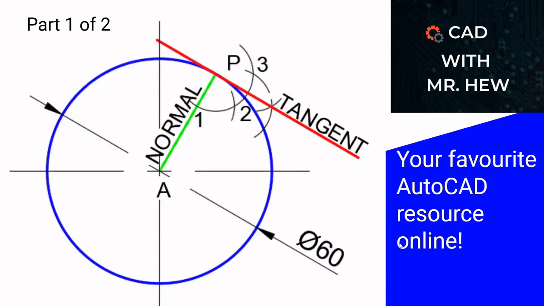All right, we have come to the end of today's video. In today's video, we looked at the construction of a tangent and normal to a given point P that is on a circle. In the next video, we'll be continuing the drawing, and we look forward to seeing you in that video.